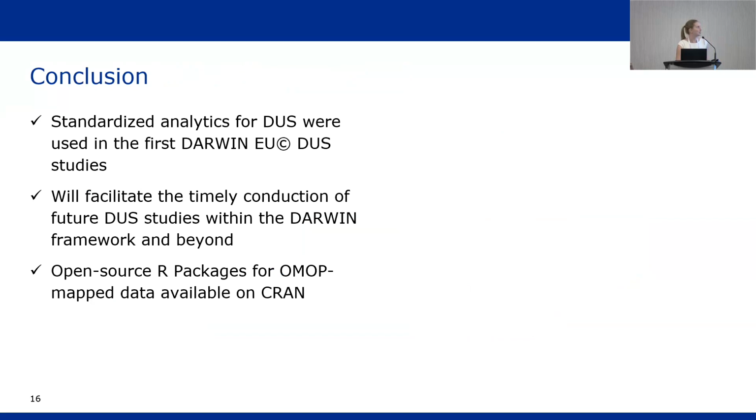In conclusion, we used standardized analytics for drug utilization studies in the first Darwin studies that allowed us to produce the results very quickly. For the valproate study, from the time of protocol approval to submitting the report, we had 2.5 months, which I think is very nice because we could provide the results to the EMA in a timely manner. Hopefully having these standard analytics will facilitate the timely conduct of these studies in the future within DARWIN EU, but hopefully also beyond that.